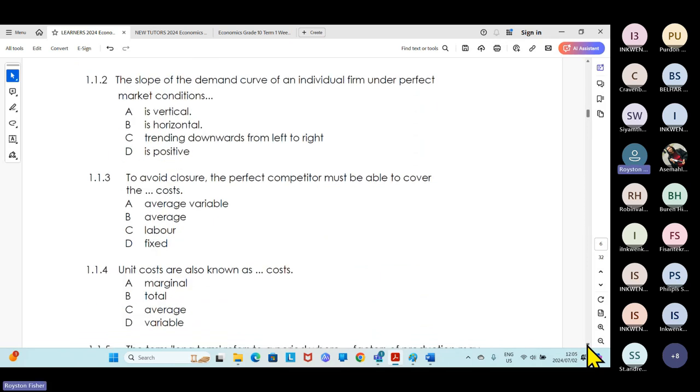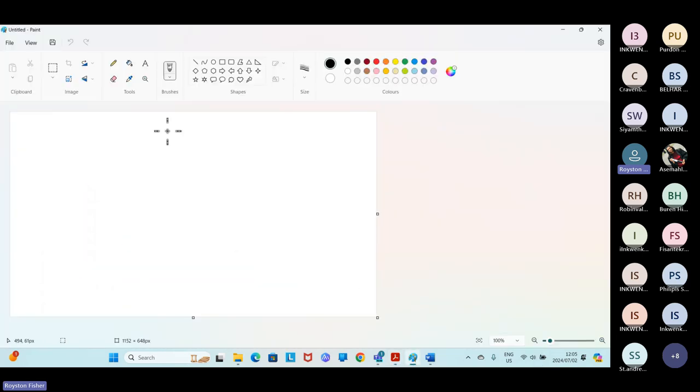Then number 1.2, the slope of the demand curve of an individual firm under perfect market conditions is: vertical, horizontal, trending downwards from left to right, or positive, right? So in order for you to remember this, I just want to show you something quickly.